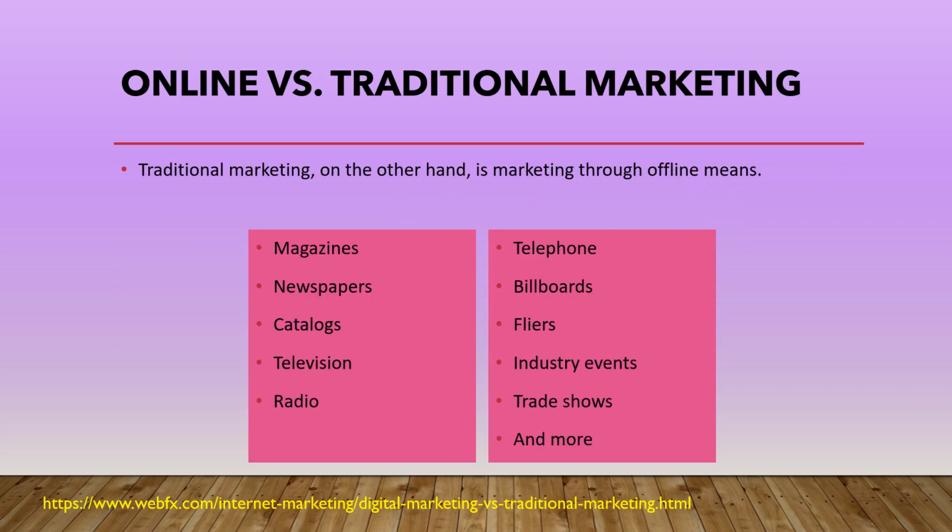Traditional marketing, on the other hand, is marketing through offline means, and some libraries use magazines, newspapers, catalogs, television, radio, telephone, billboards, flyers, and etc. These are only some of the few that can be used as traditional marketing strategies when marketing a library system.